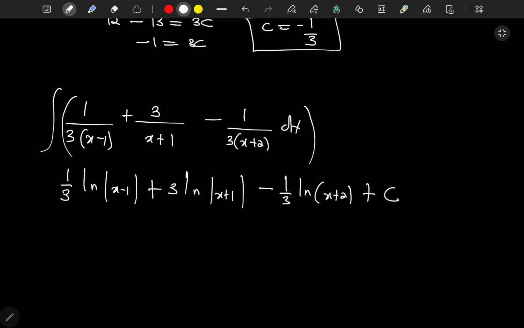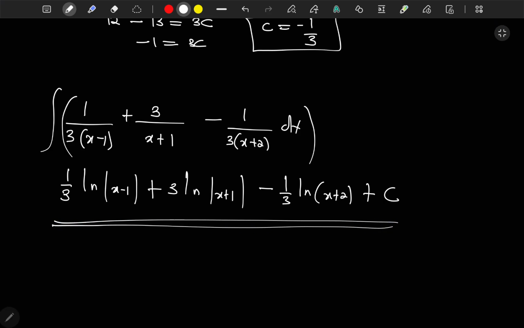So that becomes our answer, ladies and gentlemen. This is how the power of partial fraction decomposition can help you integrate such complicated integrals.